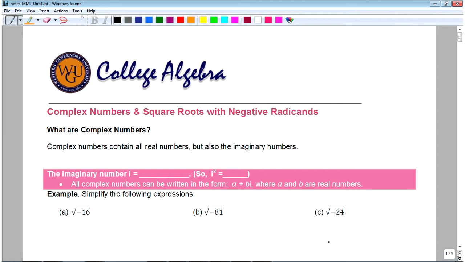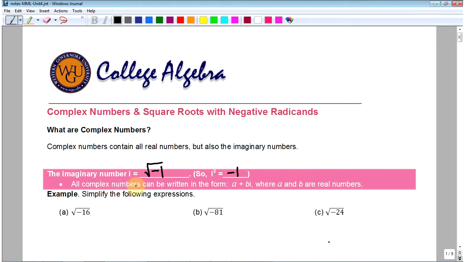So in mathematics, the imaginary number i is defined to be the square root of -1. So equivalently, i squared is equal to -1. So we know that it's not possible to square a real number and have a negative result. This only happens with imaginary numbers.